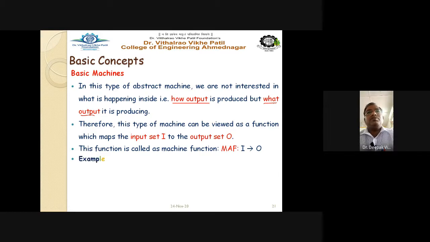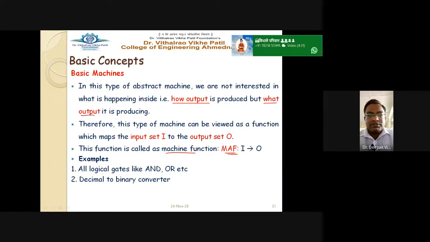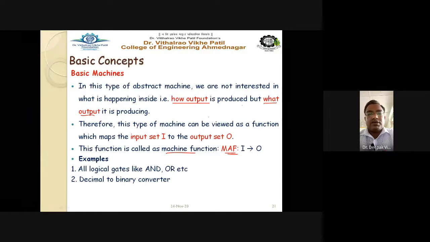So this type of machine can be viewed as a function which maps the input set I to the output set O. Remember this point: the machine function is always denoted by MAF. From here onwards there are a lot of machines you have to study. We can say this is the basic machine, or the primary machine, and the machine function denoted by I gives O, meaning input gives you output, right?